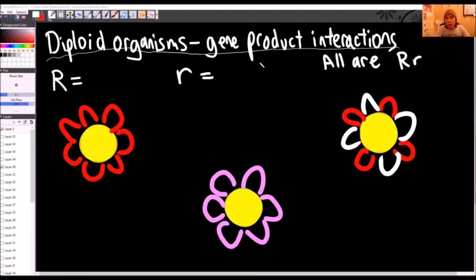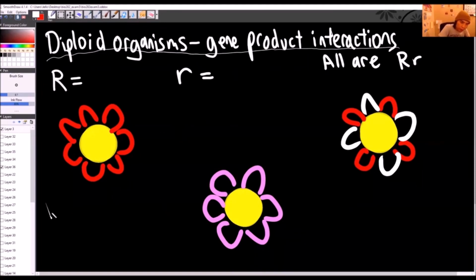We're going to talk about gene product interactions of diploid organisms. This is stated on the study guide, but it won't be on the exam. So maybe just sit back and chill out, because I think it is useful to learn conceptually.